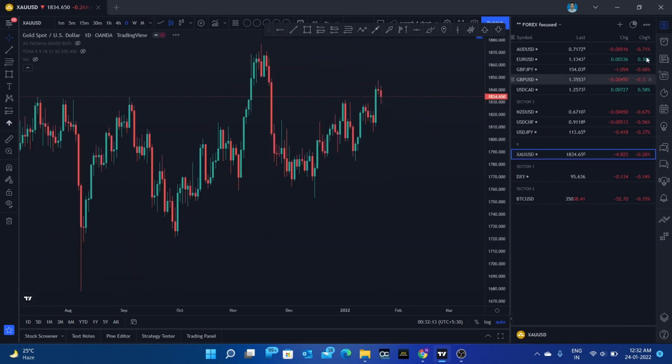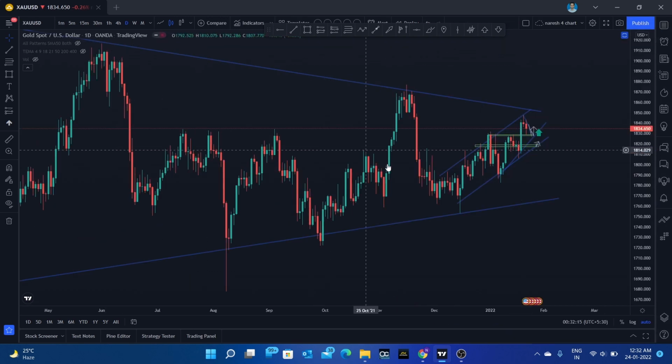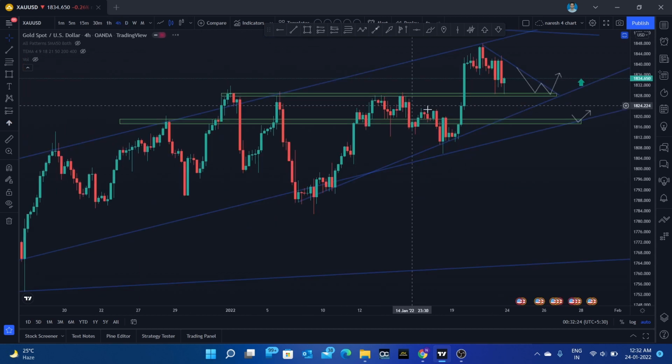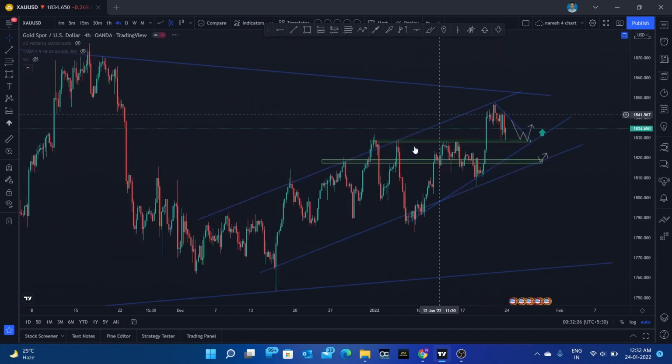And for gold, in the 1 day time frame, for sure, you can see by looking at this that it is an uptrend. It is forming higher highs. And if you drop to the 4 hour time frame, it broke this pattern, which is a kind of head and shoulders pattern, and it is in the retest zone.